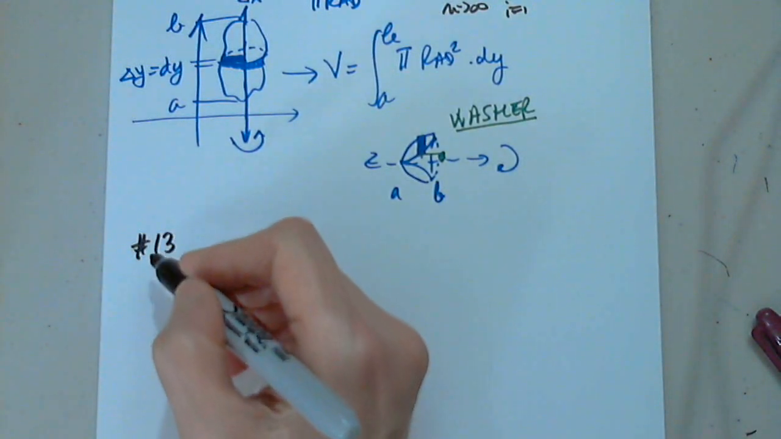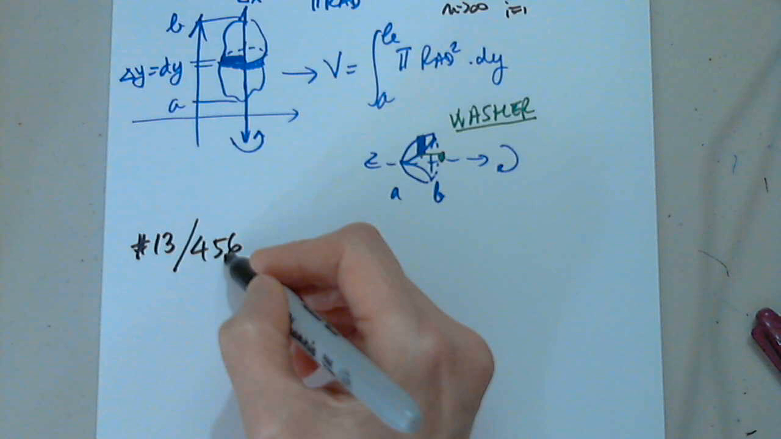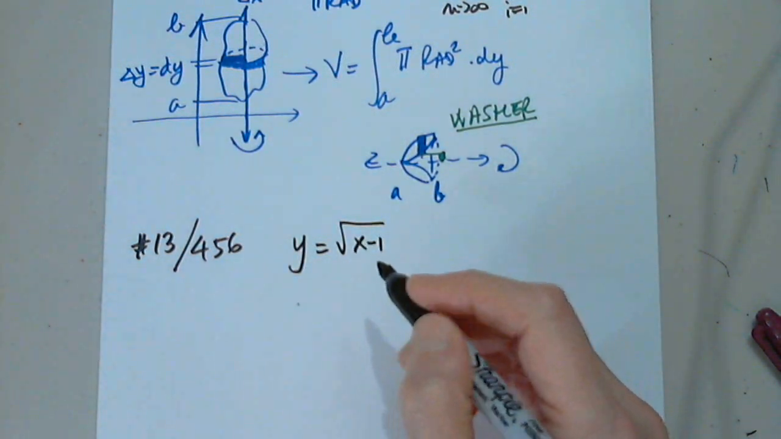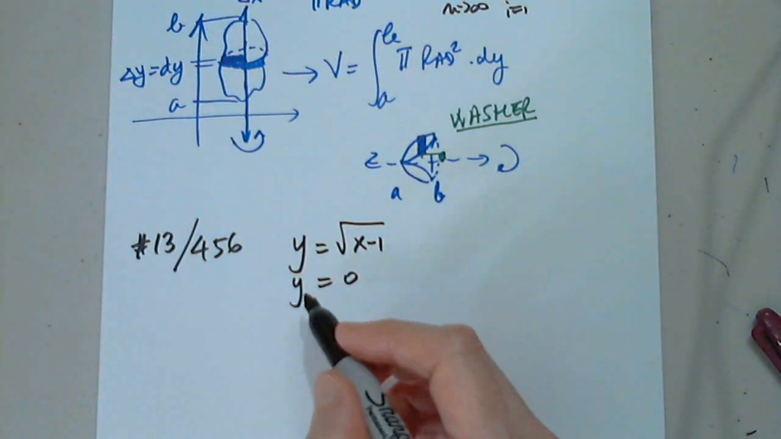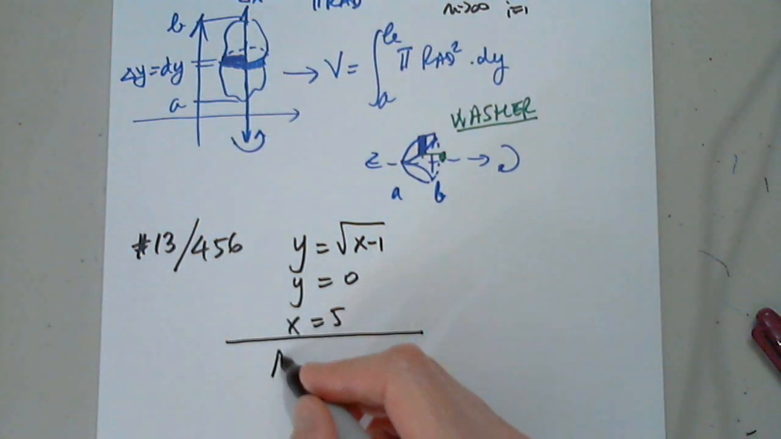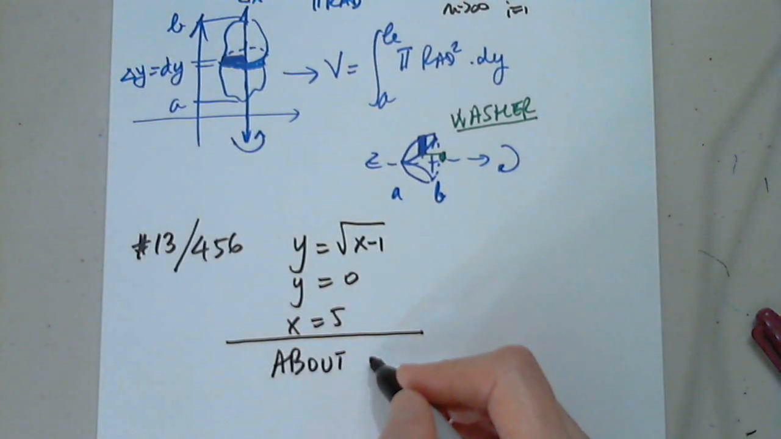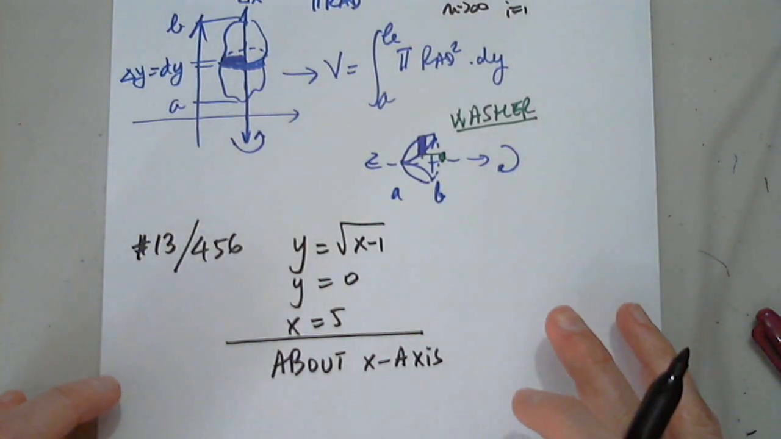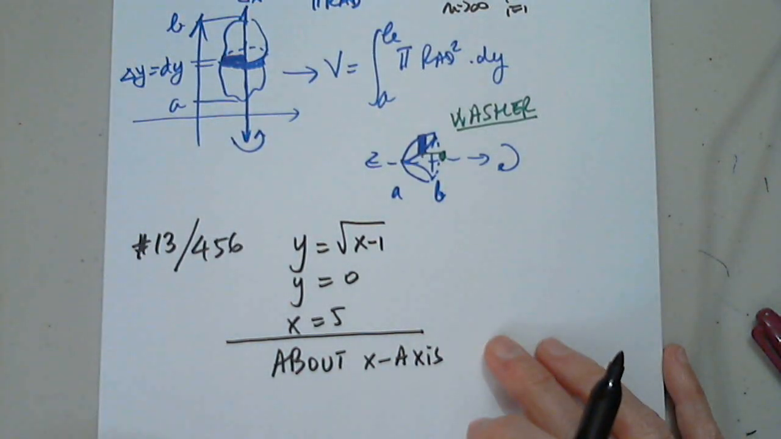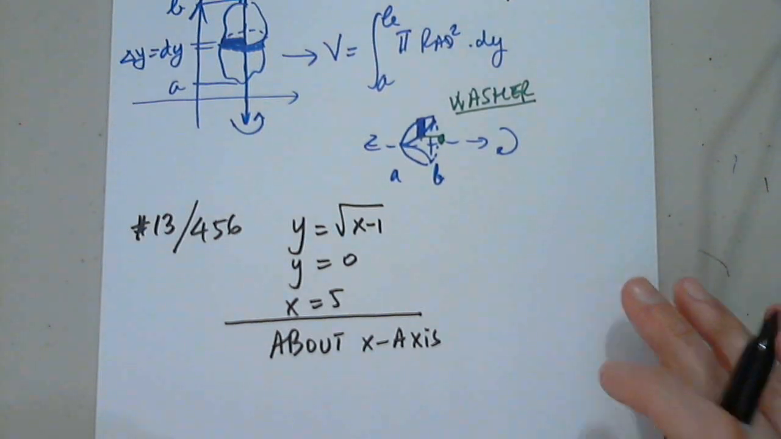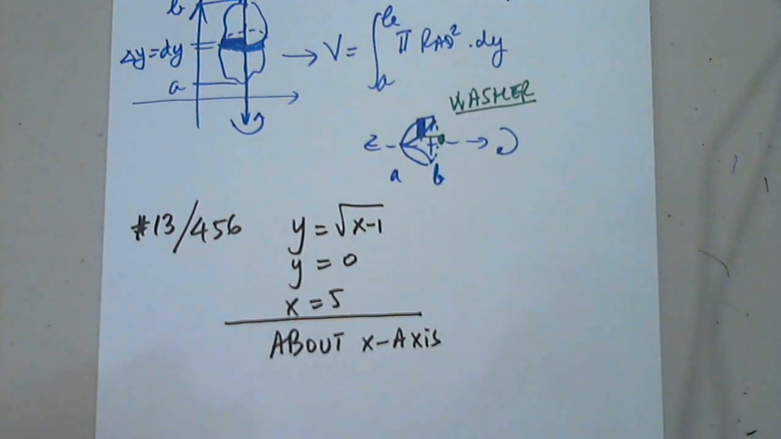Let's start with 13 on page 456. They are giving us y equals the square root of x minus 1. They're giving us y equals 0, x equals 5, and they say make sure that you are rotating it about the x-axis. Okay, so like before, we have to graph, we have to find points of intersection if we need to, and then we have to decide whether we integrate with respect to x or with respect to y.